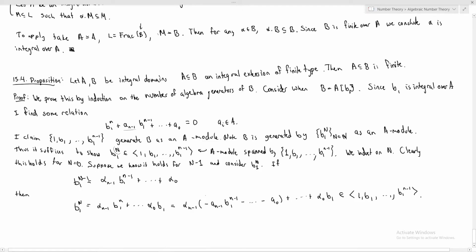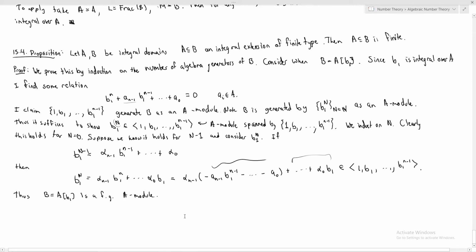So notice that, for example, everything here is an A linear combination of B1 to the n minus 1 or less. Multiply this by A, we're still in this A module, and all these lower terms have B1 to the power n minus 1 or less. Okay, so what does this prove? Thus, B equals A join B1 is a finitely generated A module. So this is kind of the base case of our induction.